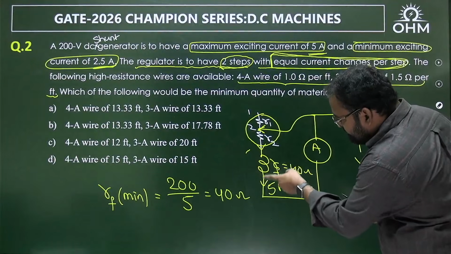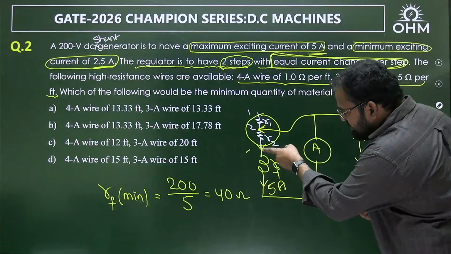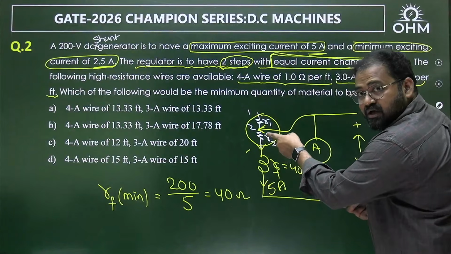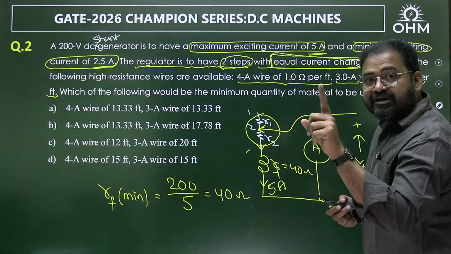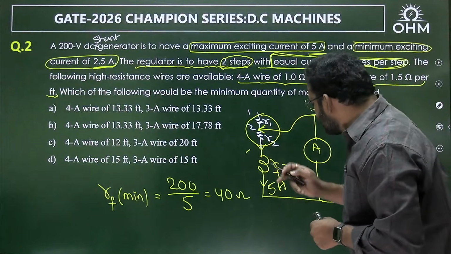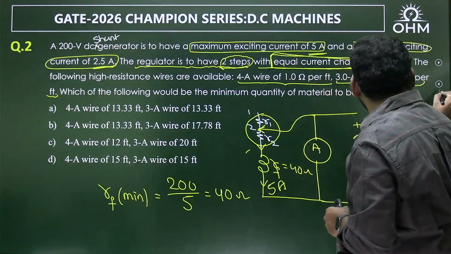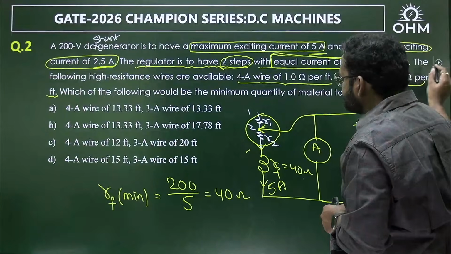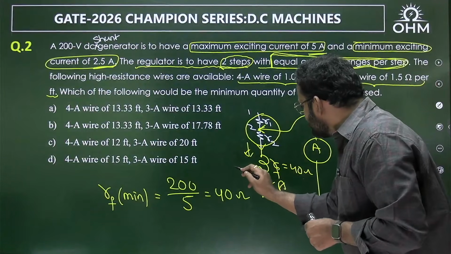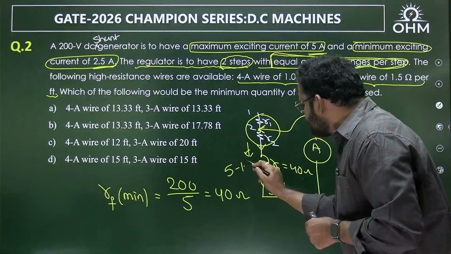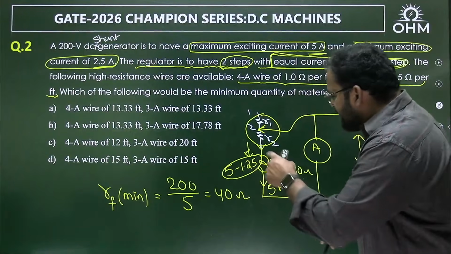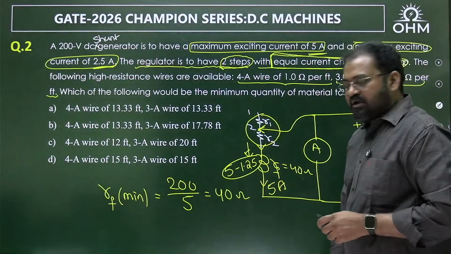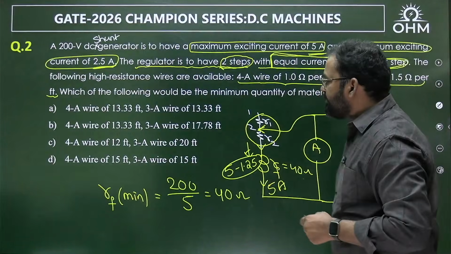When the regulator was here, 5 ampere was flowing. But when I increase the step of the regulator, current must decrease because resistance increases. How much current should decrease? 1.25 ampere current should decrease. Now the current is 5 minus 1.25. I repeat, current should decrease by how much value? 1.25. Therefore, what is this resistance R2 value?